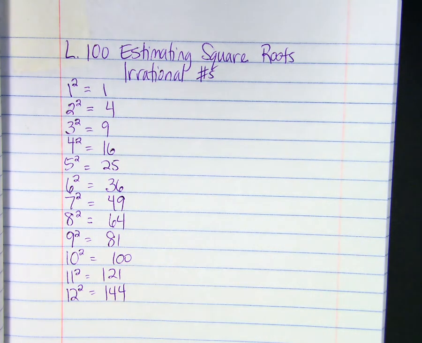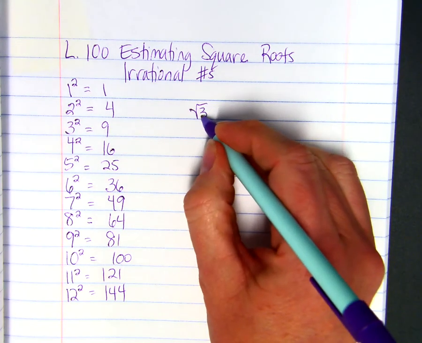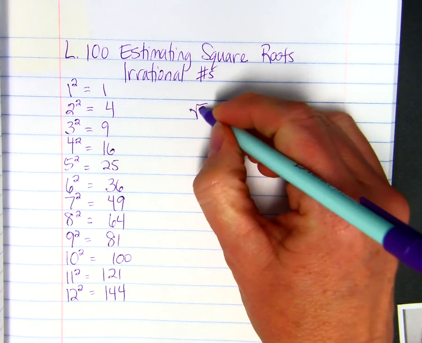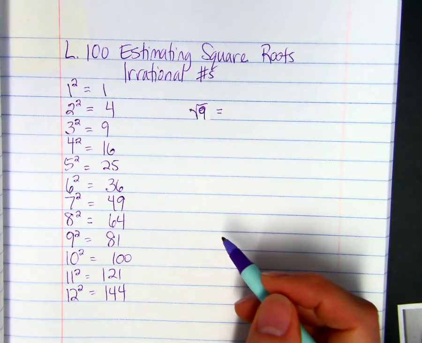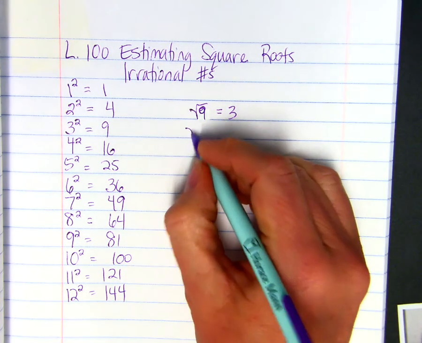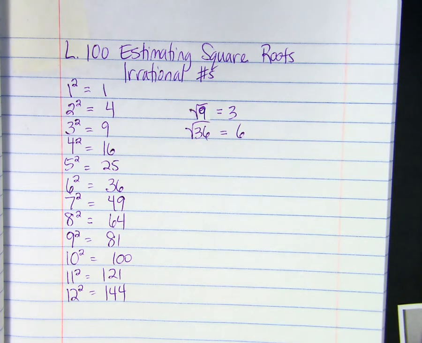Okay? So if I took, say, the square root of 3, I didn't mean 3, I meant 9. Sorry, let's change that to a 9. The square root of 9 just equals 3. The square root of 36, that just equals 6.